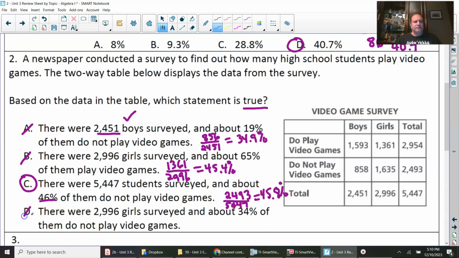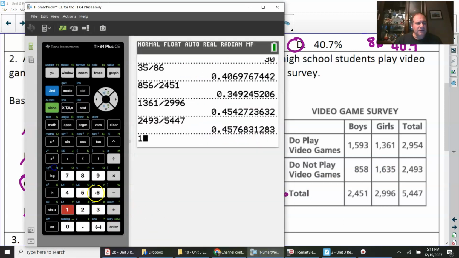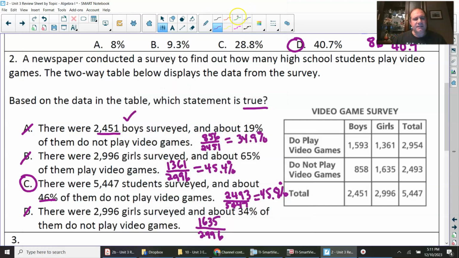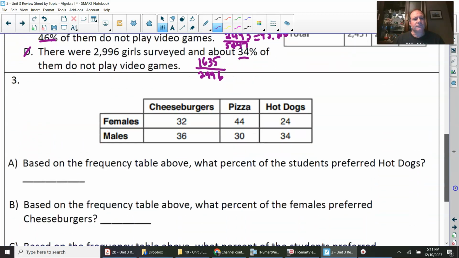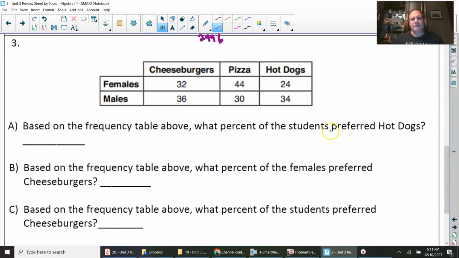I am not going to figure out this one, but if you did figure it out, there were 2,996 girls surveyed. 34% of them do not play video games. 1,635 divided by all the girls, 2,996. That would be 55% rounded to the nearest whole, and they're saying 34%. That is definitely false.